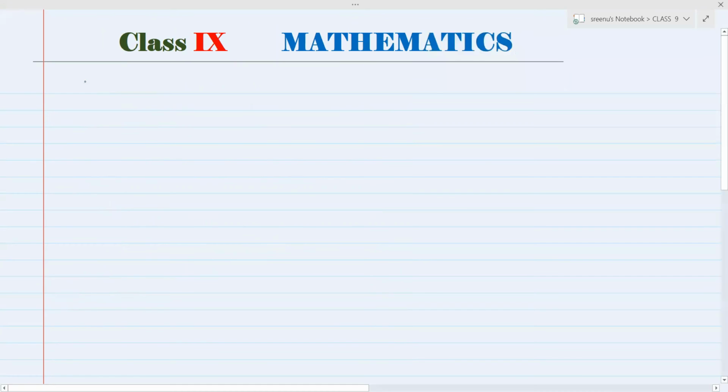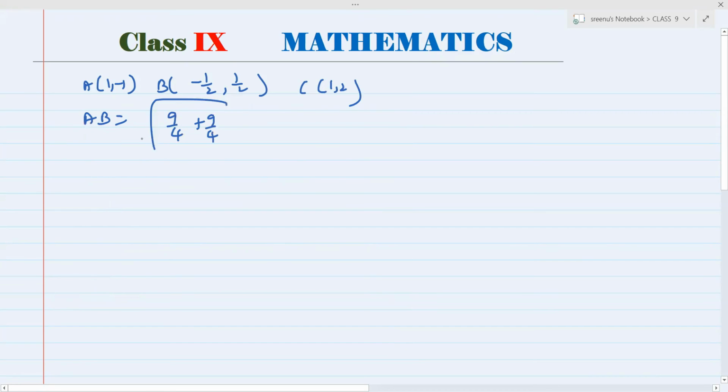Your A value is 1, minus 1. B value I'm doing directly. C value 1 comma 2. AB I'm writing the direct answer. 1 plus of 3 by 2. 9 by 4 plus 9 by 4 will come. You will get 18 by 4. 18 by 4 is 9 by 2. Root of 9 by 2 I got. Correct now? What did you get, AB?